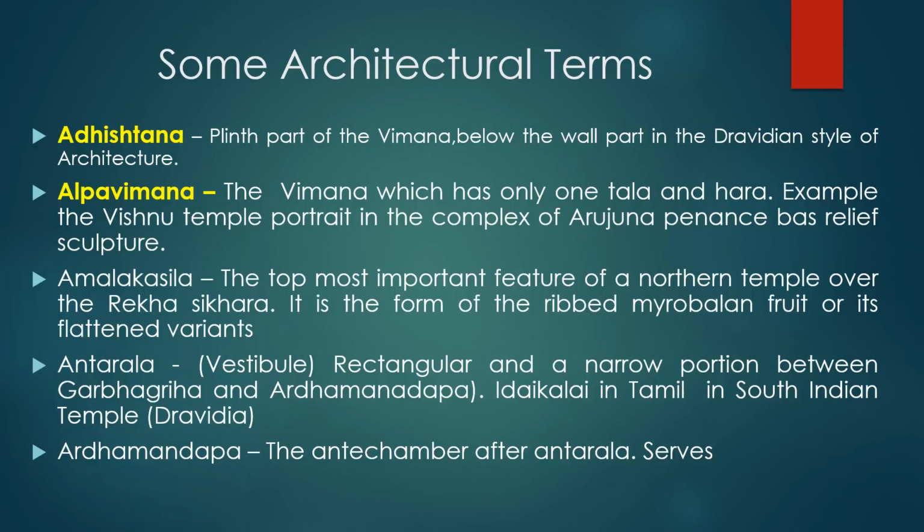Amalaka Sila, the topmost important feature of a northern temple over the Rekha Sikhara. Yesterday also we have seen that Amalaka looks like a Nellikai. It is a form of the ribbed myrobalan fruit, that is Nellikai, or its platen variants. Sometimes it is platen variants in the northern temples.